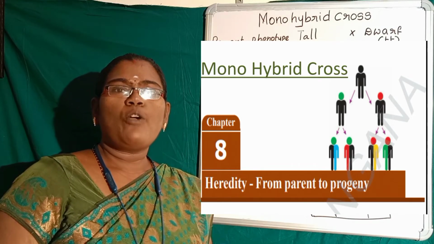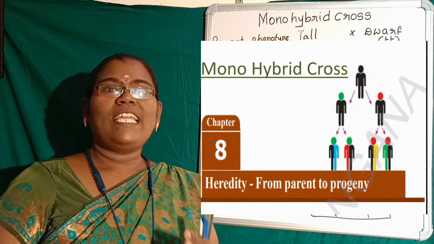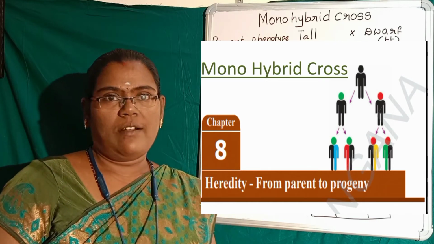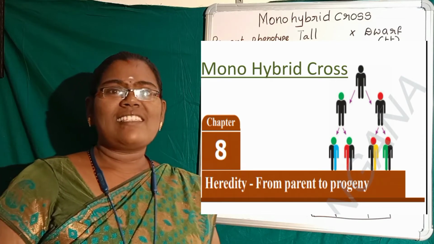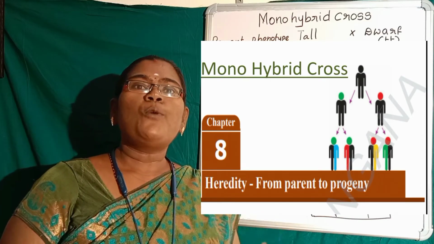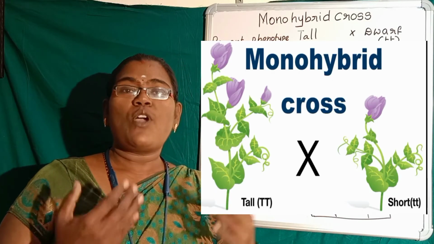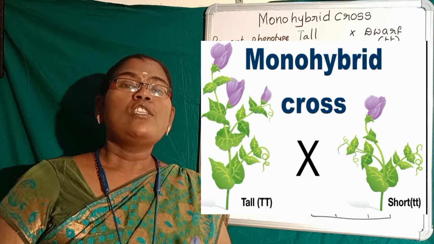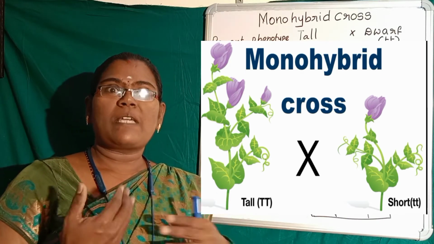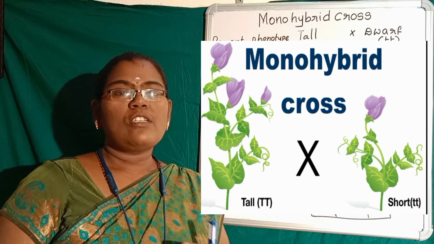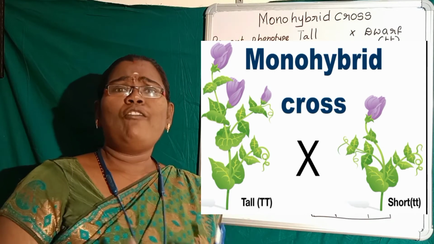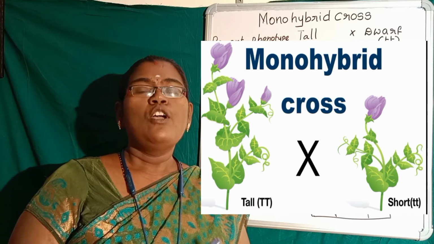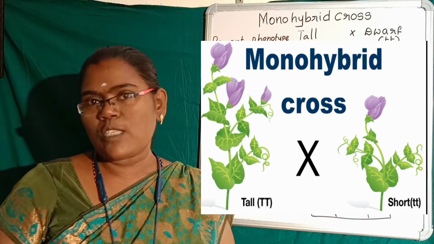In that, mono means single, so here only one character is observed. And hybrid cross means he takes two pure breeds and goes for a cross pollination. Like this he creates a hybrid. That's why it is called a monohybrid cross. I'll explain in this video how we have to write it in the exam.